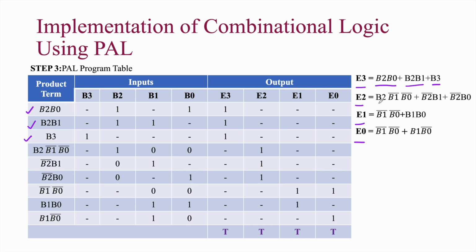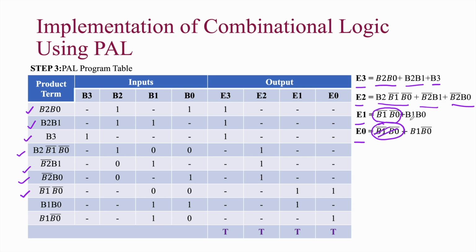And here is the fourth term, B2, B1 bar, B0. And similarly B2 bar, B1. B2 bar, B0. Similarly, we have B1 bar, B0 bar. When we look at it, B1 bar, B0 bar is repeated twice. Therefore, it is enough to write it only once. So, we are writing B1 bar, B0 bar and dropping this term.